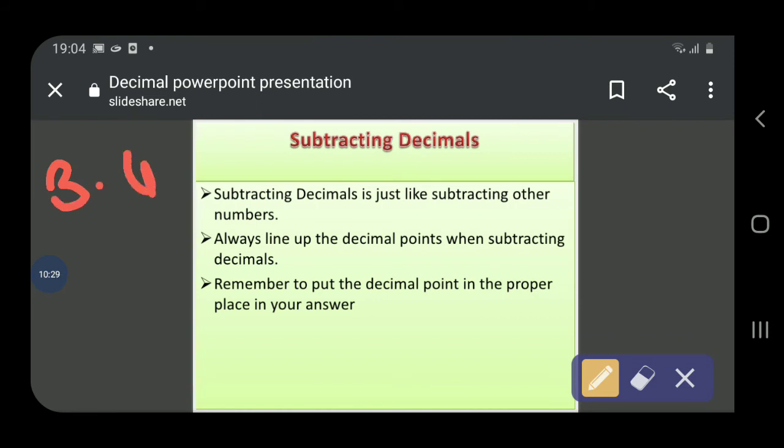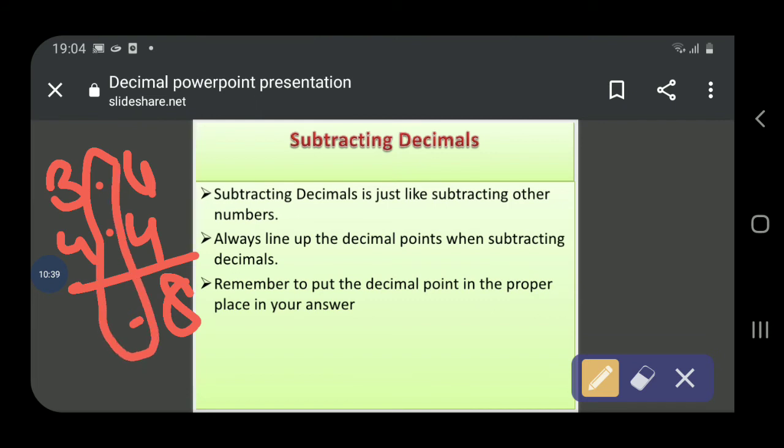3.4 plus 4.4. We write the decimal points in order, and 3 plus 4 we all know is 7, so the answer will be 7.8.